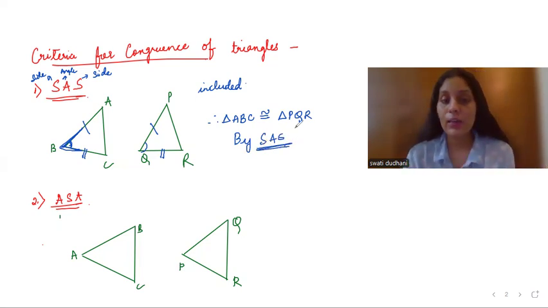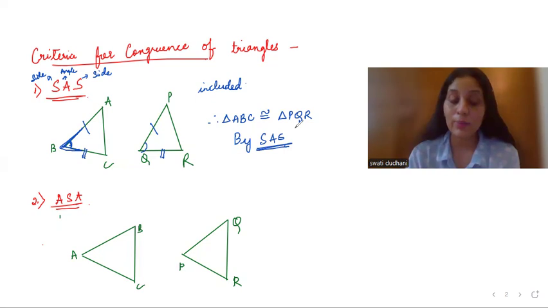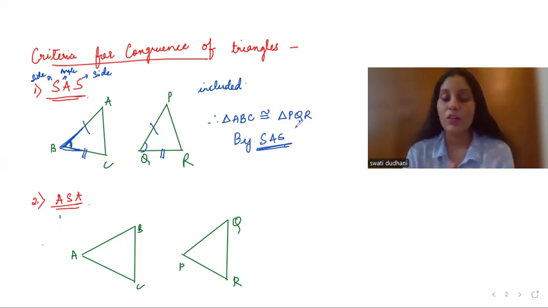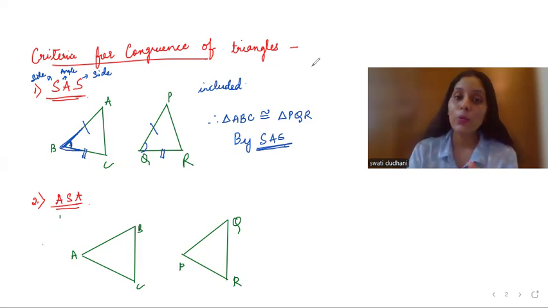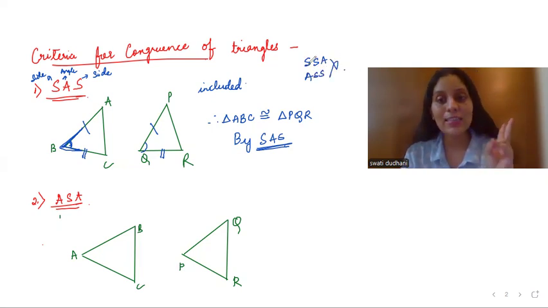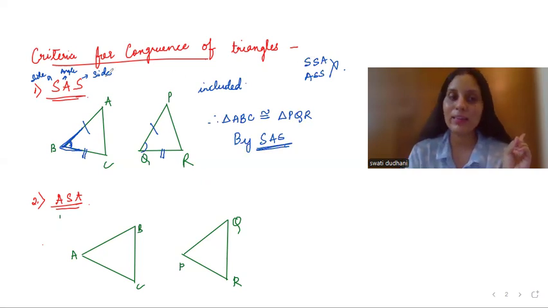Mentioning the criteria is the most important in this chapter. It carries 1 mark. So you should always mention the criteria properly. Now you do not have any criteria as SSS or ASS. So these are wrong. So when you have two sides and an included angle, it is always SAS.